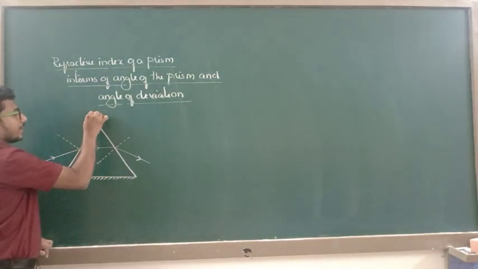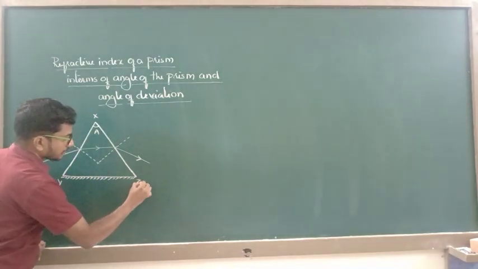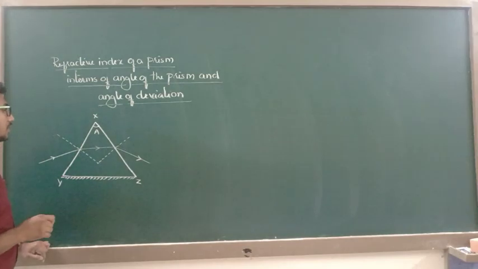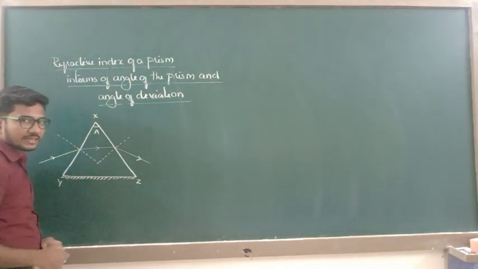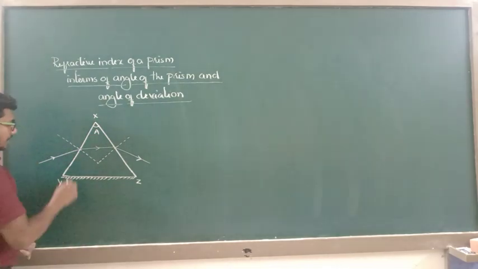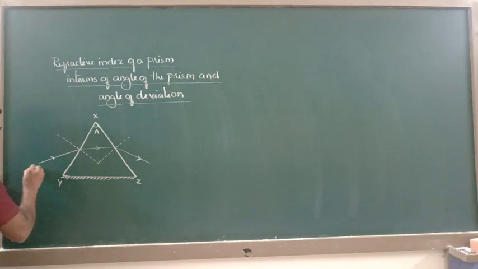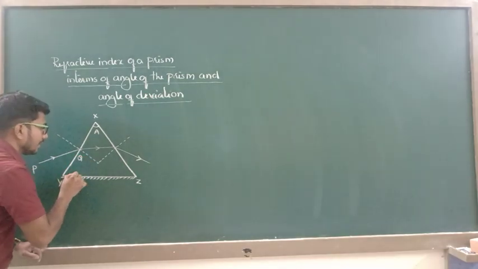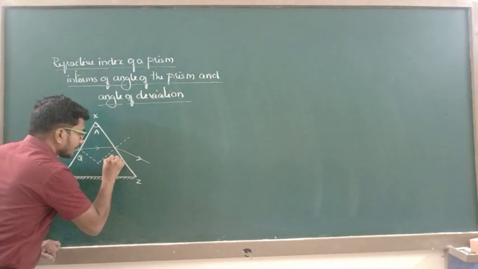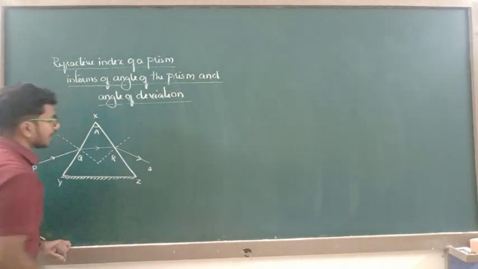Let us say X, Y, Z be the principal section of the prism. So principal section means this X, Y, Z plane is perpendicular to the refracting edge. PQ is the incident light ray, QR the refracted light ray, RS the emergent light ray.